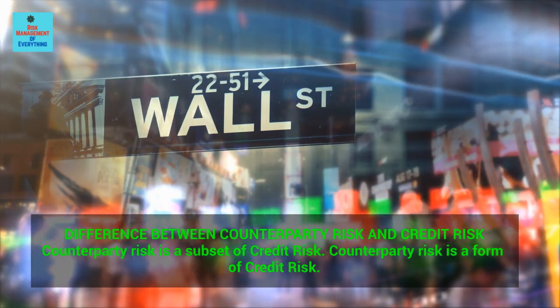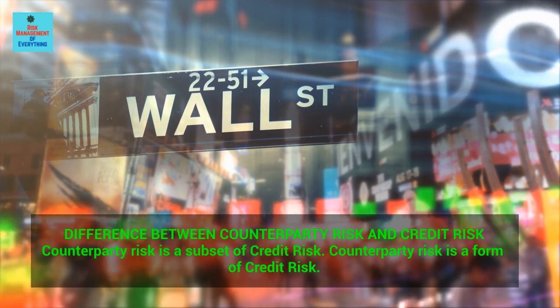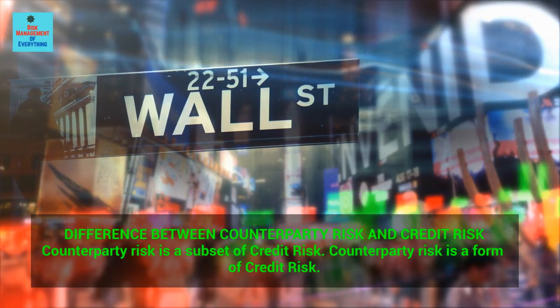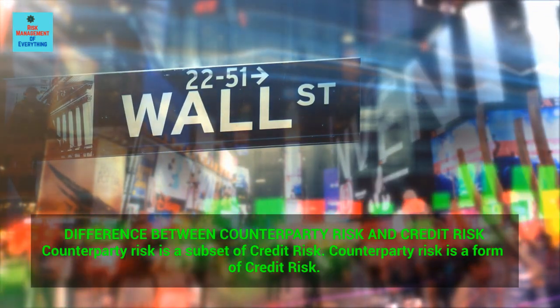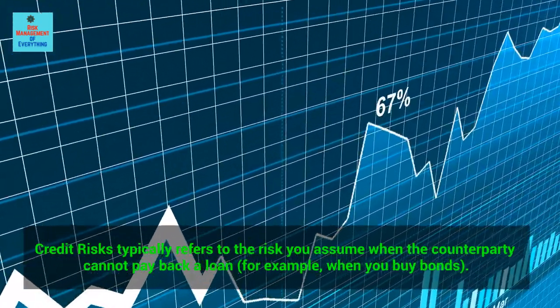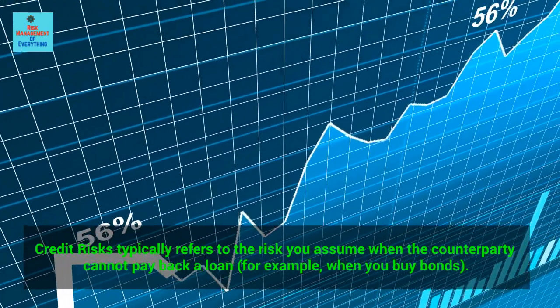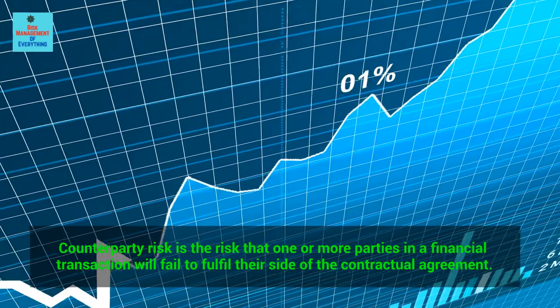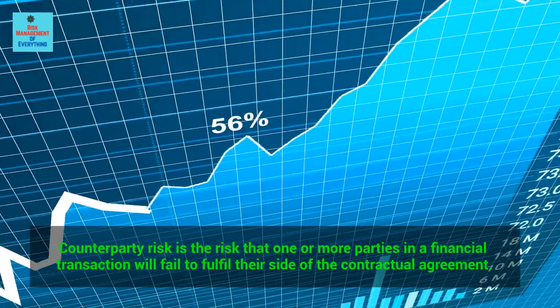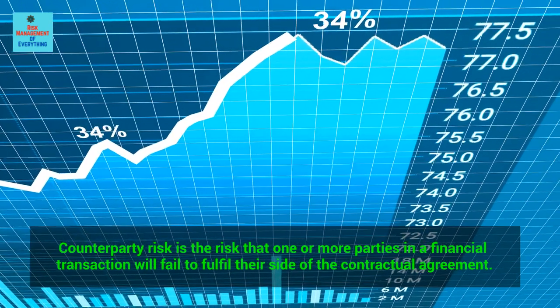Difference between counterparty risk and credit risk. Counterparty risk is a subset of credit risk. Counterparty risk is a form of credit risk. Credit risk typically refers to the risk you assume when the counterparty cannot pay back a loan, for example, when you buy bonds. Counterparty risk is the risk that one or more parties in a financial transaction will fail to fulfill their side of the contractual agreement.